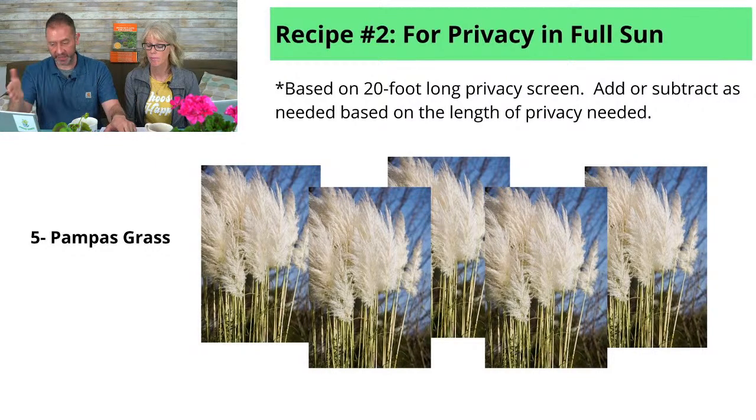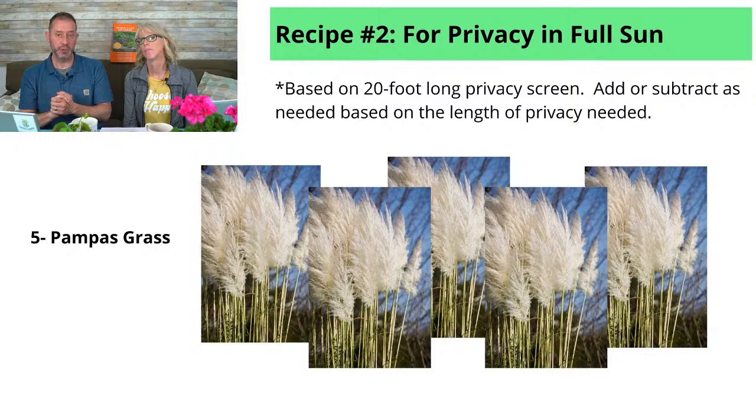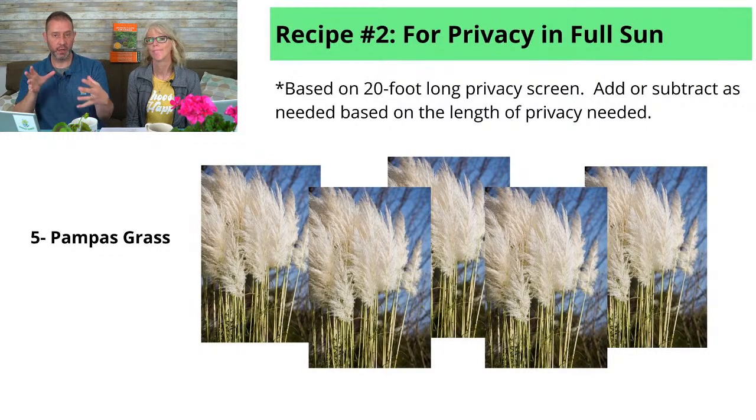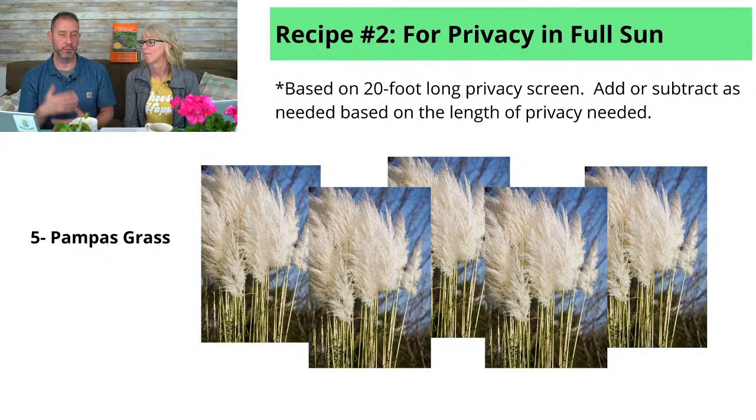So like this, the pampas grass, 4 to 6 feet wide, each one. So we went in the middle at 5 feet, and on 5-foot centers we would place them. And so actually they would grow into each other. And that's how we got the 20 foot long, basically, with the 5 plants. And so it just depends on what you're trying to accomplish and how long you want to go.